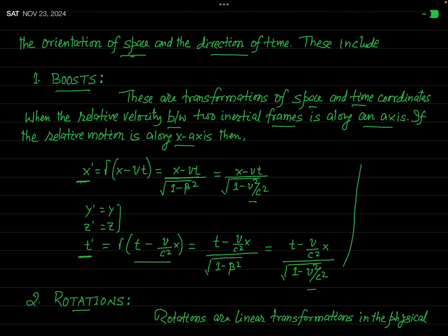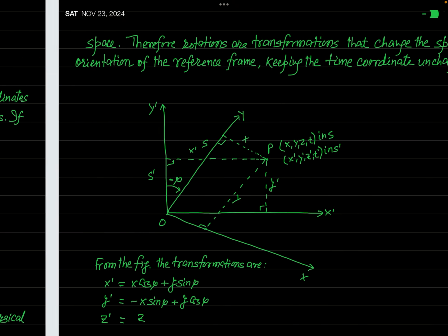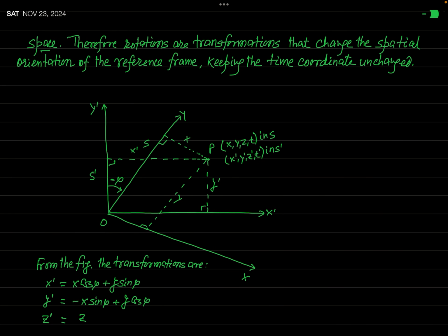Another important example of proper Lorentz transformations are rotations. Actually, when you talk about rotations, these rotations are linear transformations of physical space. So when a rotation transformation takes place, there is a change in the spatial orientation of the reference frame, but the time coordinate remains unchanged.